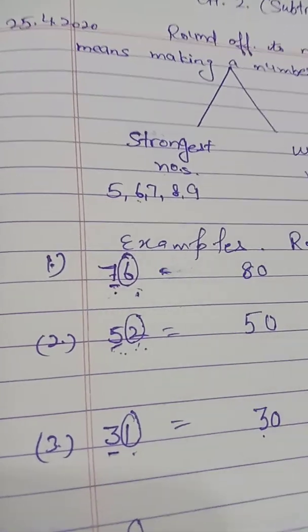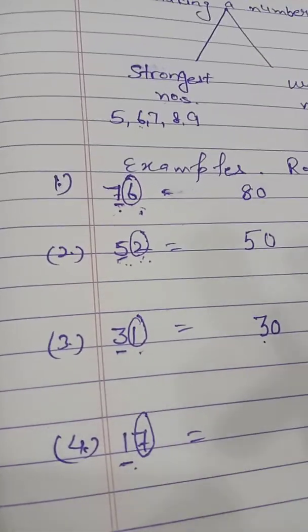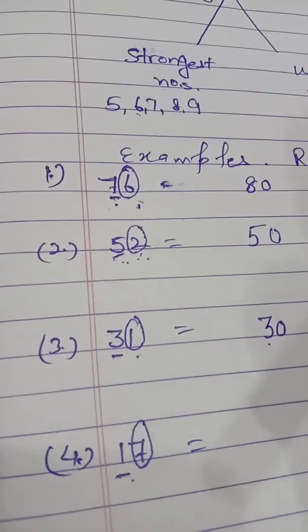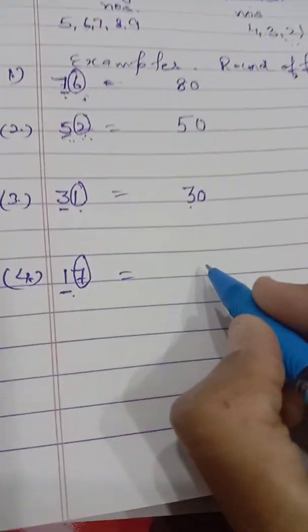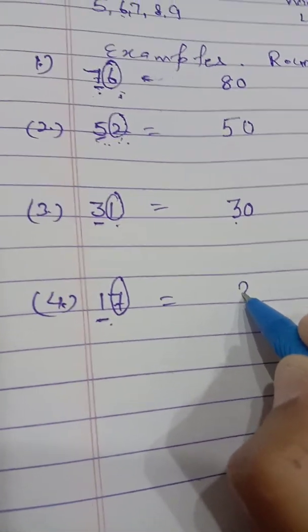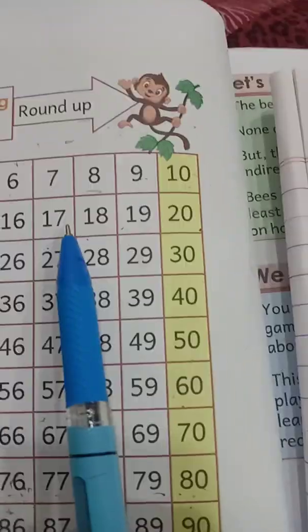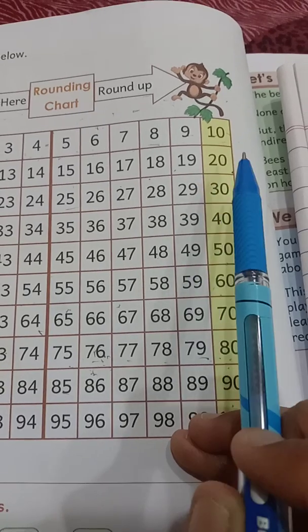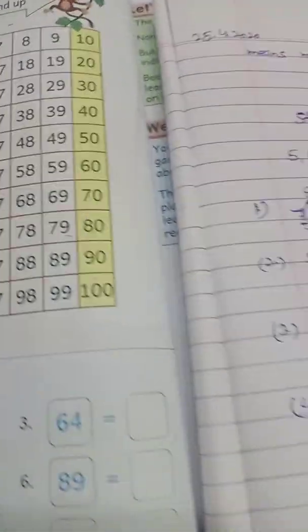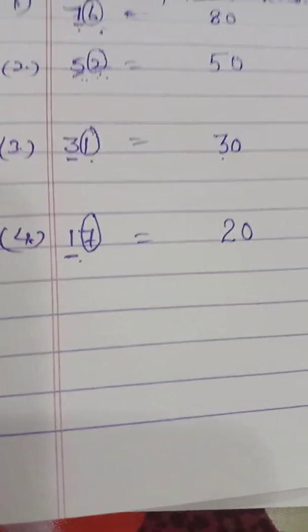As we have done in the last three examples, if our number is lying in the strongest numbers, then our tens value will increase by 1. So here will be 1 plus 1, 2 in the tens place, and here will be 0. So 17 rounds to 20. Look here in the chart. 17 is nearest to 20. So we have done all the different examples.